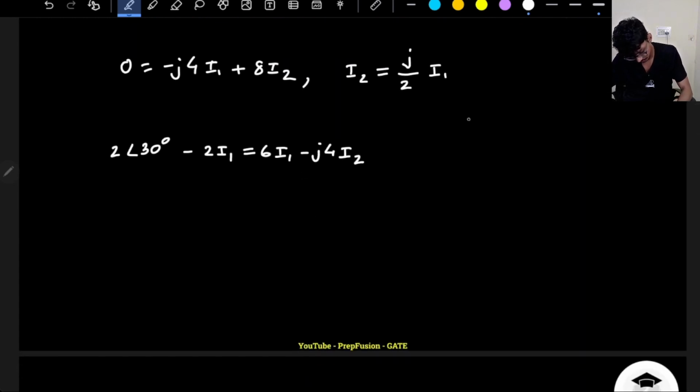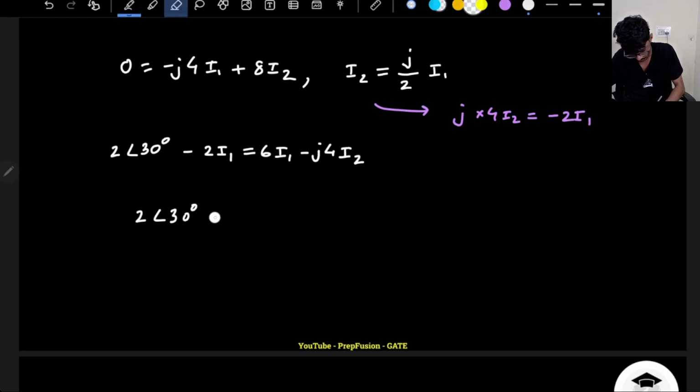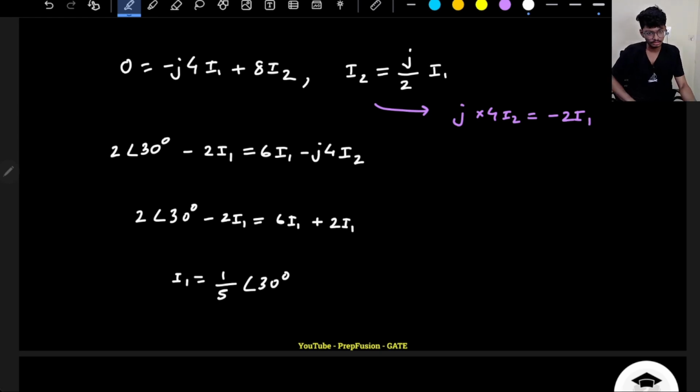So J4 I2, right? If I multiply this with J on both sides, this will be J squared, so this will be minus 2 I1. Already a negative sign is there. So overall, 2 angle 30 minus 2 I1 equals 6 I1, so this will be plus 2 I1. Overall this will be 10 I1 equals 2 angle 30, or I1 equals 1 by 5 angle 30. So I got my I1 current.